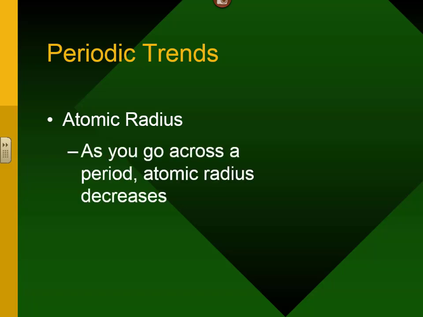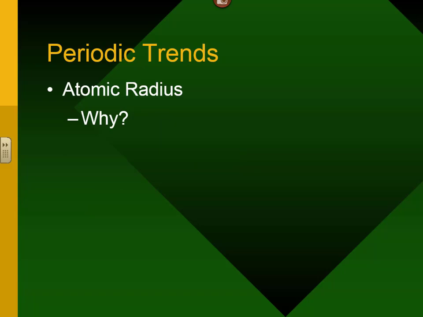We can also talk about how this trend works from left to right as you go across a period or across a row. As you move from left to right across the period, atomic radius decreases. The why for this one is a little bit harder to understand. So I'm going to go to the board over here and we're going to play with some magnets and a marker.